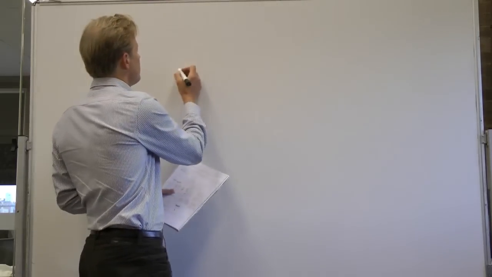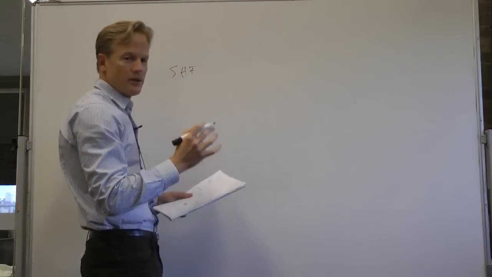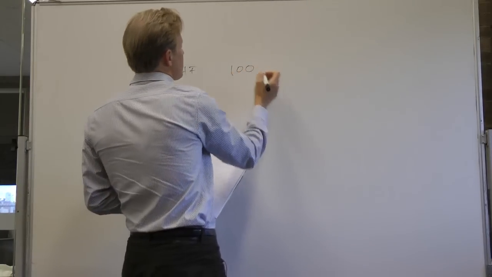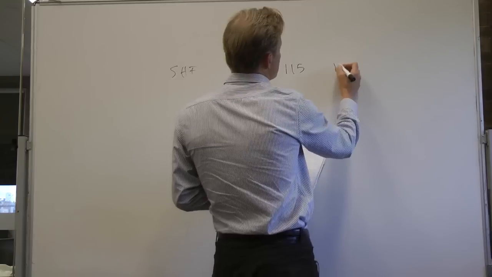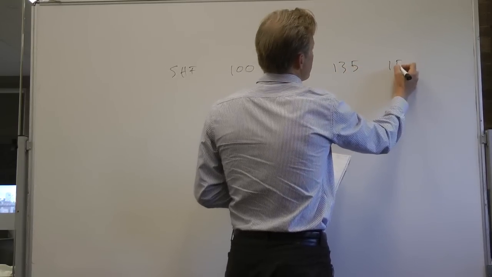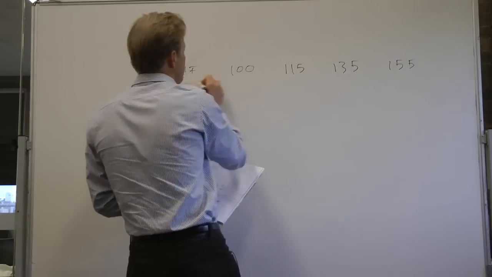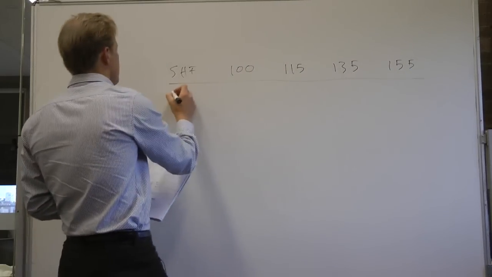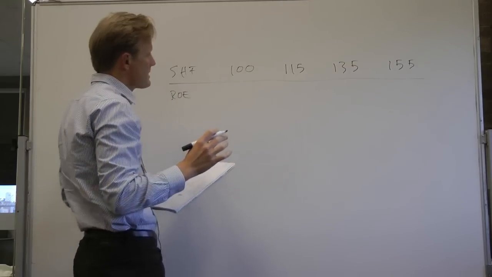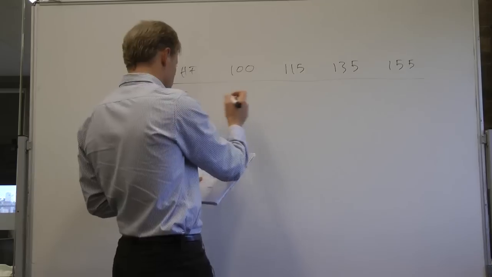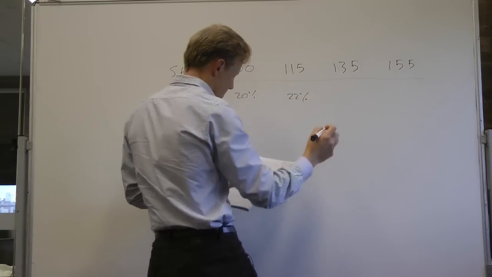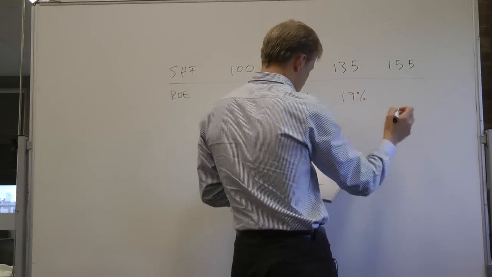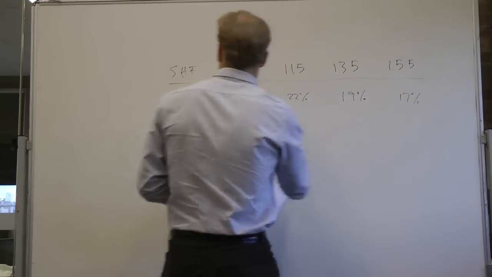So let's just look at an example of a business, and I'll give you just a few years of history, firstly of shareholders' funds. Let's say that we had $100 million in year one, that grew to 115 in year two, then 135, and then 155 million. And let's assume that that business has achieved a return on equity over that period of time of 20% in the first year, 22% in the second year, then 19%, and finally 17%.